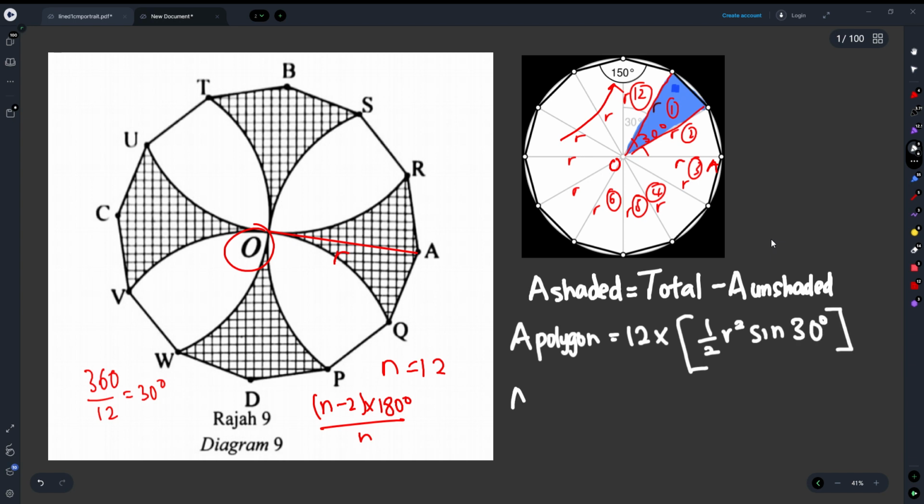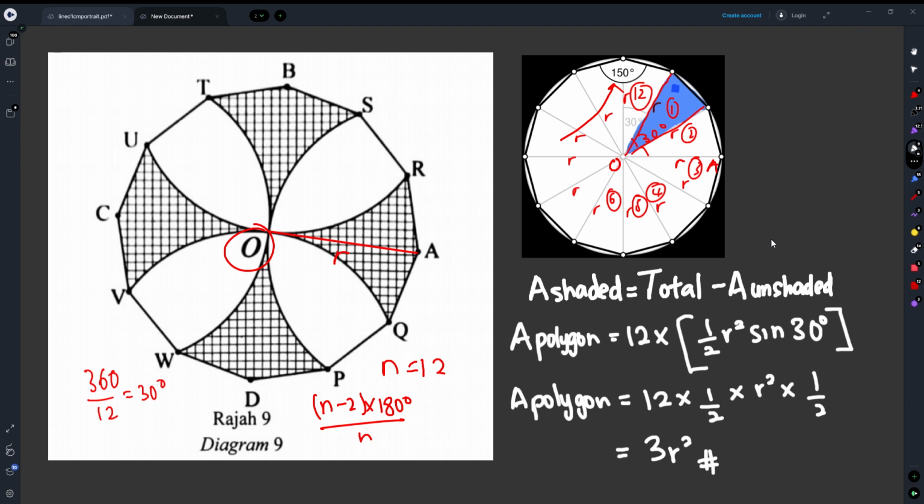When you press this in the calculator, the area of the polygon is equivalent to 12 multiplied by 1/2 multiplied by R squared multiplied by 1/2, because sine 30 gives 1/2. So finally you will get 12 multiplied by 1/2, and 1/2 again will give you 3, so it's going to be 3R squared. That is the total area of the polygon. So this one we already settled.